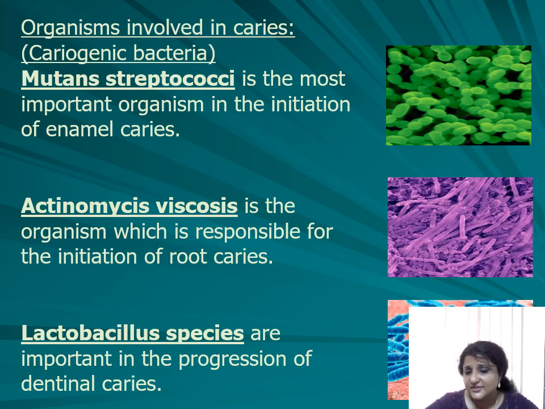Coming to the organisms that are involved in the formation of caries. Caries in the enamel is initiated by the Streptococcus mutans, as you can see in the brightly green slide, the topmost slide. Then you have the Actinomyces viscosus, which is responsible for the initiation of root caries or the cemental caries, which you can see in the purple or the lavender slide. And then we have the Lactobacillus species, which is responsible for the progression of the dentinal caries, seen in blue.